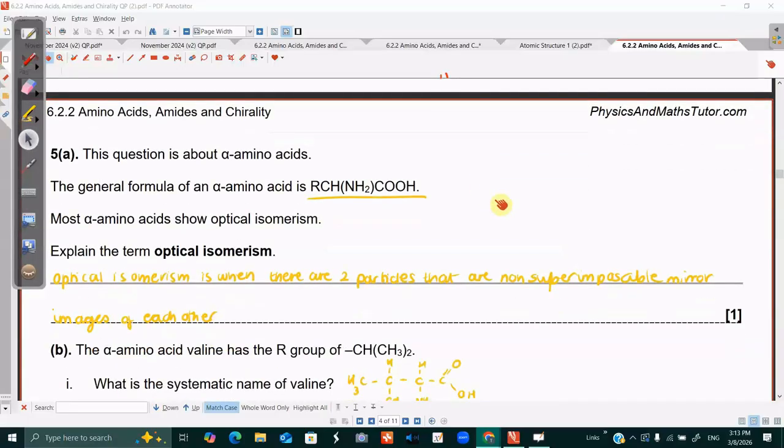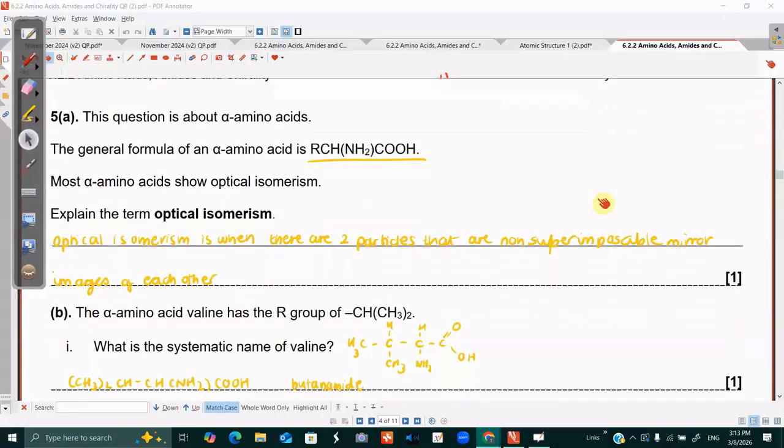Right. The question is about amino acids. The general formula of an amino acid is RCHNH2COOH. Most alpha amino acids show optical isomerism. Okay, these are the alpha amino acids. Explain the term optical isomerism. Optical isomerism is when there are two particles that are non-superimposed.